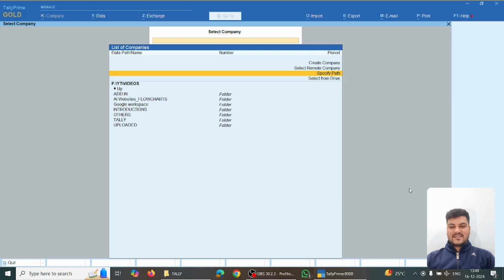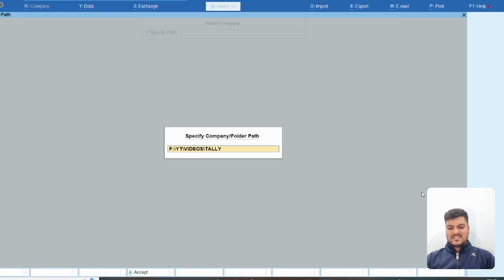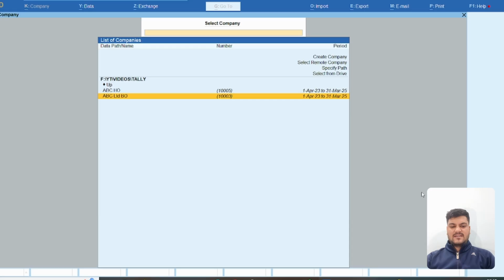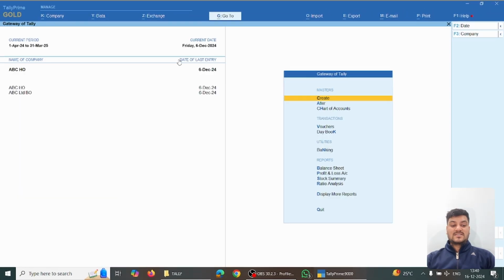So directly we will start the topic, and to load Tally we all know we will go to specify path and specify our location. One dummy company I have created, head office and branch office. First we will load the branch office. Similarly, again we will load the head office. You can see that two companies are loaded here.